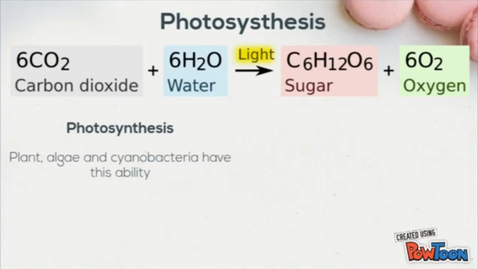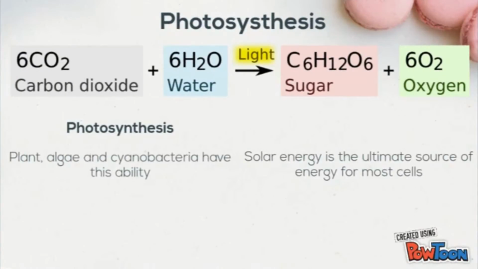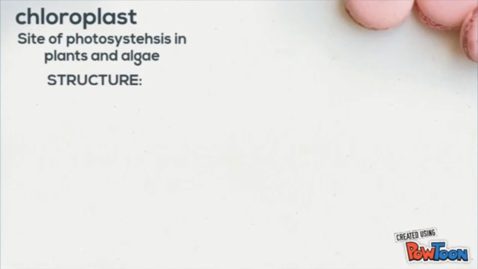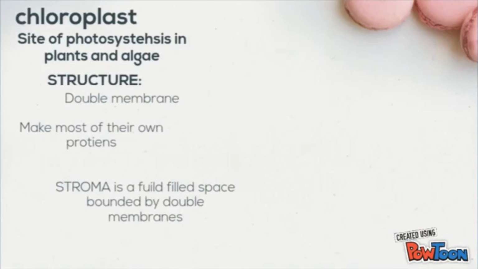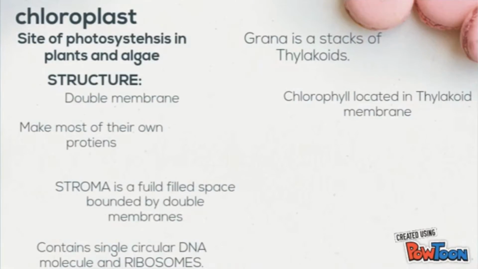Solar energy plus carbon dioxide plus water equals glucose plus oxygen plus water. Plants, algae and cyanobacteria have the ability to do this process. Solar energy is the main source of energy for most cells. Chloroplast is the site of photosynthesis in plants and algae. The structure of the chloroplast is double membrane bounded, and most of its proteins are made by its own.